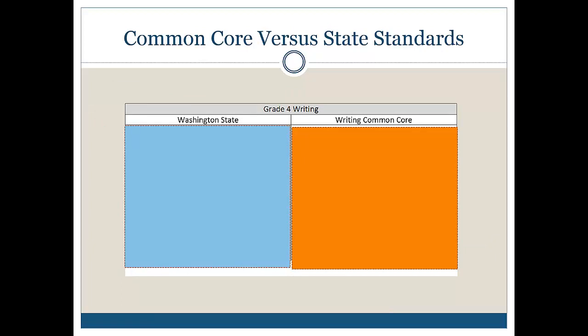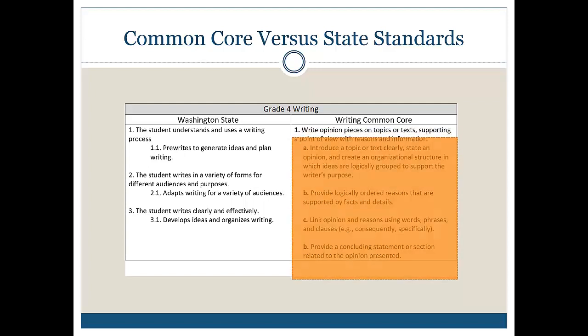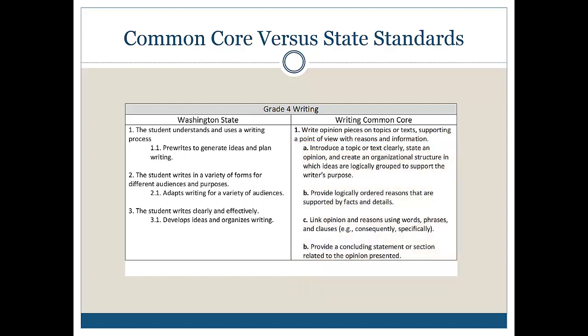Comparing Washington ELA standards with Common Core shows some similarities and differences. For example, both sets of standards require clear and effective writing, with development of ideas. However, students in Washington use pre-writing strategies to generate and plan writing, whereas Common Core does not mention pre-writing within the language of the standards.